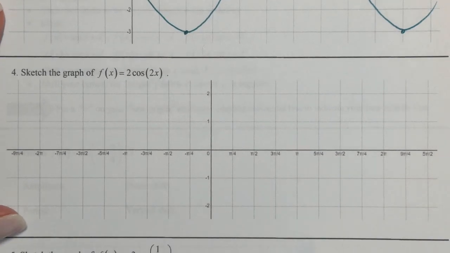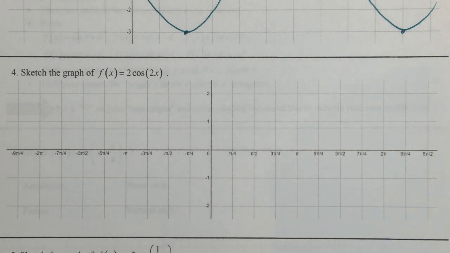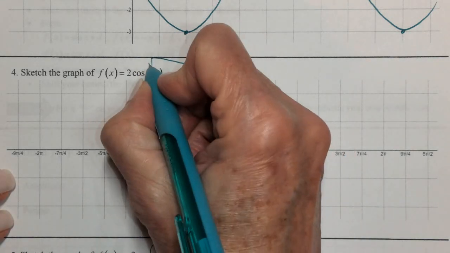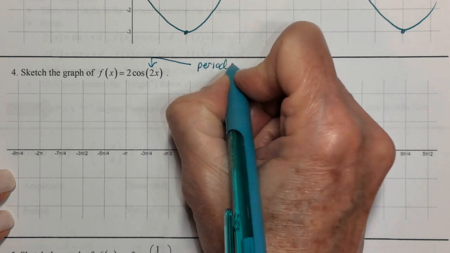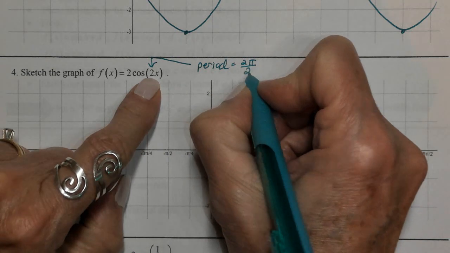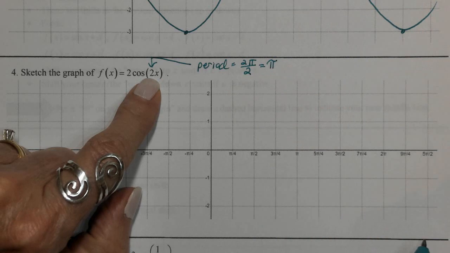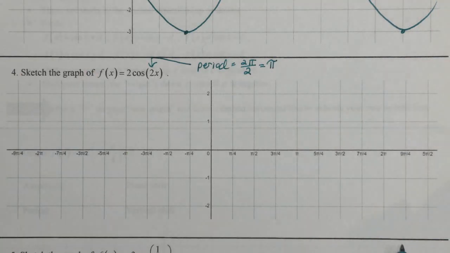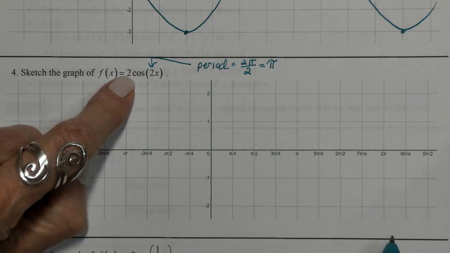Let's do a cosine. 2 cosine of 2x. Once again, let's find the period. So the normal period for cosine is 2 pi. I divide that by my coefficient to get my period. So the period is going to be pi for this function. The period is pi. Okay, cosine, positive coefficient.